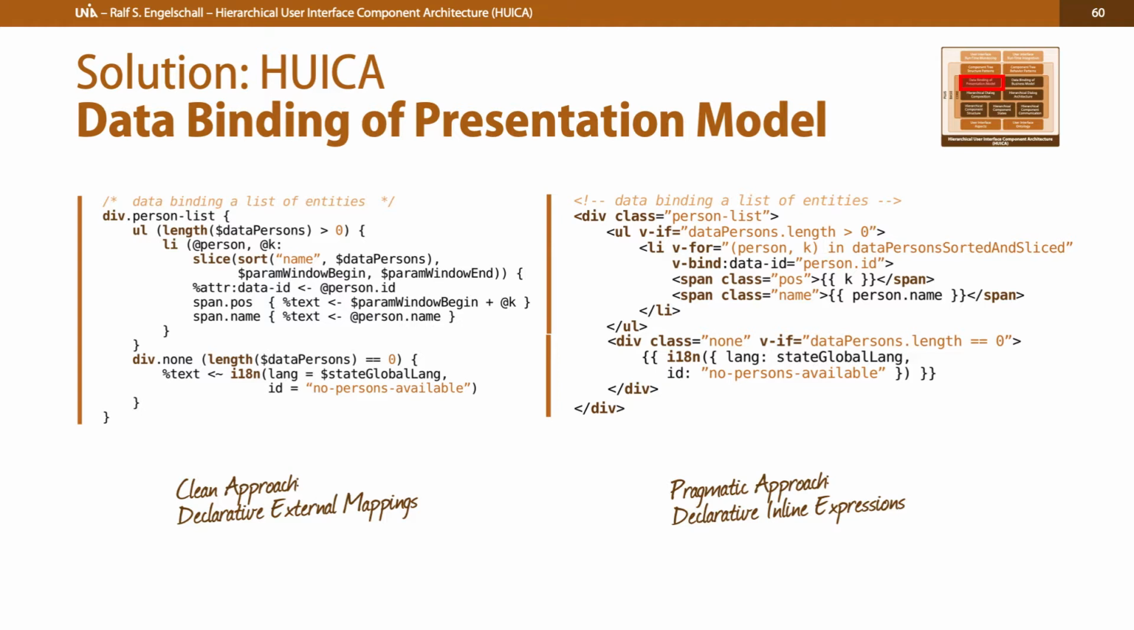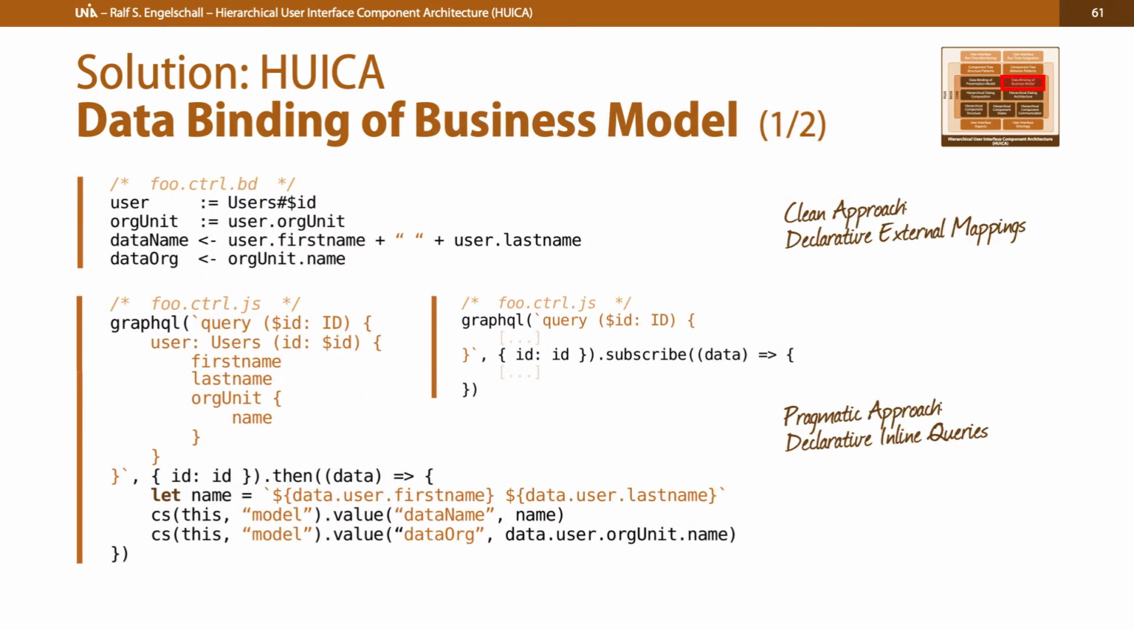The pragmatic approach in practice usually is to embed a little bit of a mini language like Vue.js into HTML, and this way we have a pragmatic approach through a declarative inline expression-based approach. This is very similar to the data binding on the business model. Here we also can have a data binding in a clean approach with a declarative external mapping, which is a little bit unusual in practice.